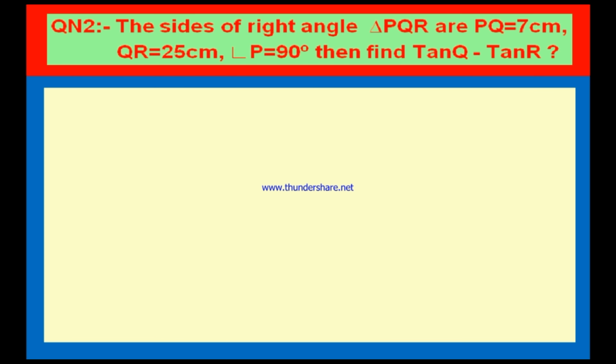Question number 2. The sides of a right triangle PQR are PQ is equal to 7 centimeters, QR is equal to 25 centimeters, and angle P is equal to 90 degrees. Then find tan Q minus tan R. I shall repeat. The sides of a right triangle PQR are given by PQ is equal to 7 centimeters, QR is equal to 25 centimeters, and angle P is equal to 90 degrees. Then find tan Q minus tan R.